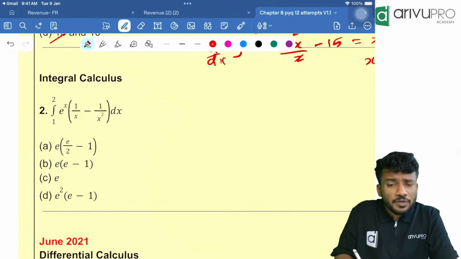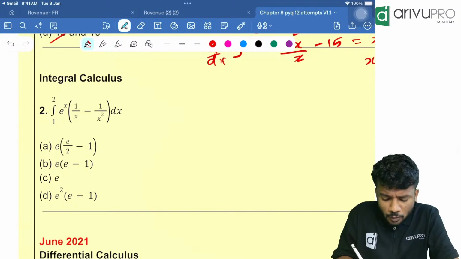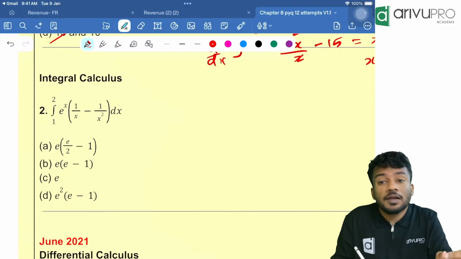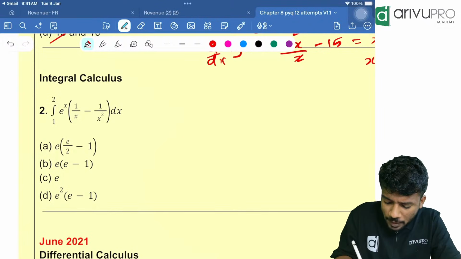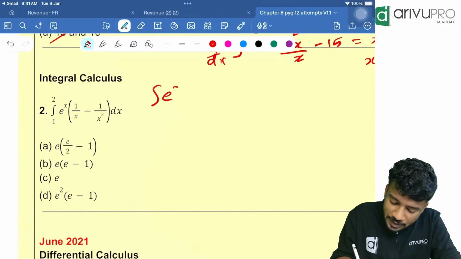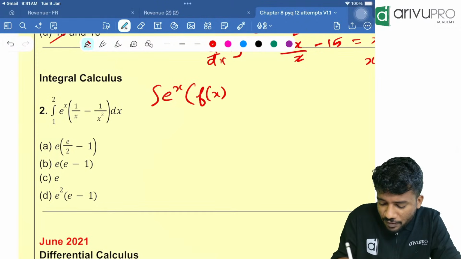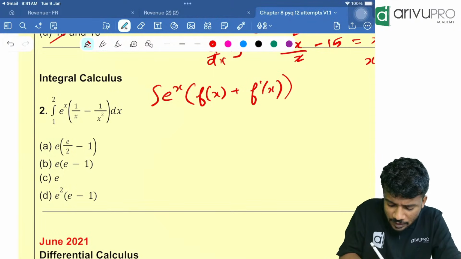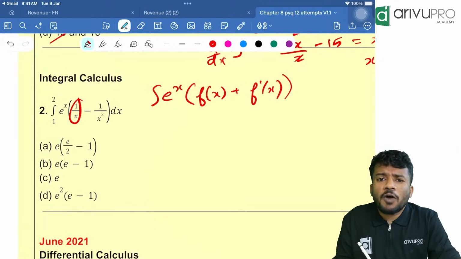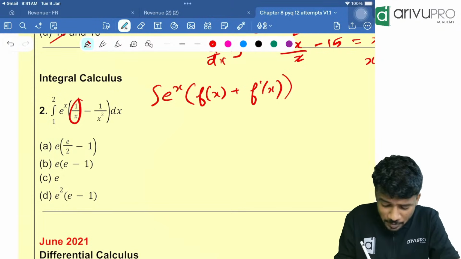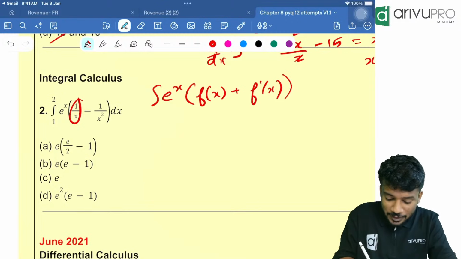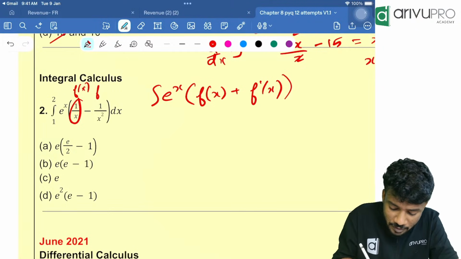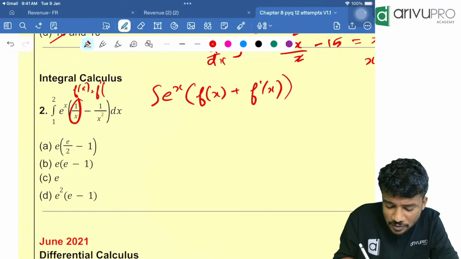A question based on integral calculus. Integral from 1 to 2 of e raised to x into 1 by x minus 1 by x square. People, we know one formula. What is the integral of e raised to x into f of x plus f dash of x? Look here, f of x is 1 by x here. Derivative of 1 by x is nothing but minus 1 by x square. So this is of the form e raised to x into f of x plus f dash of x.